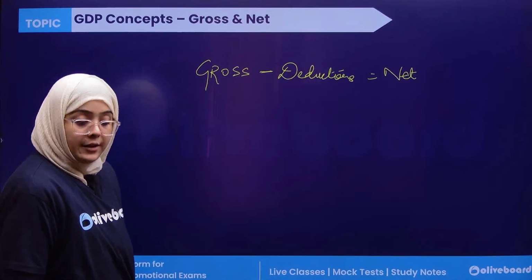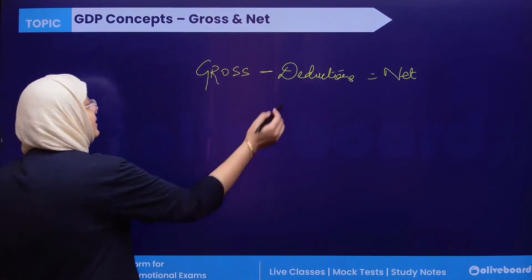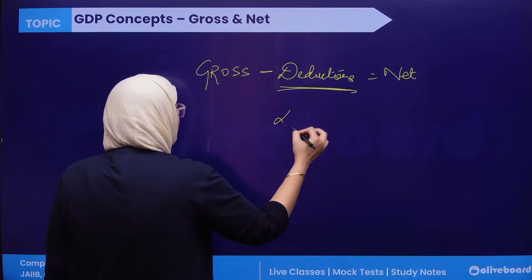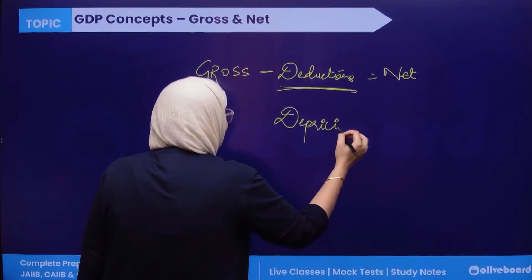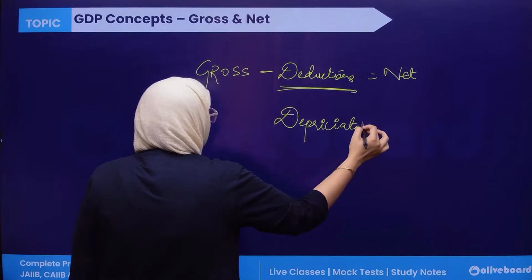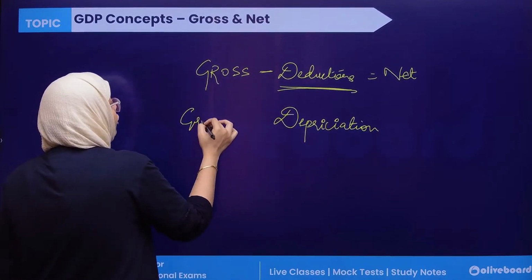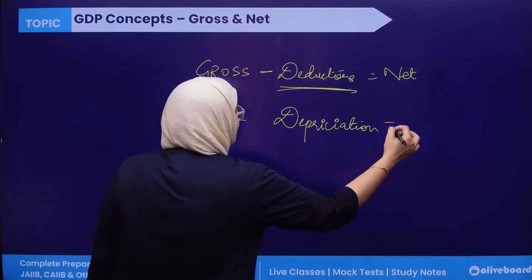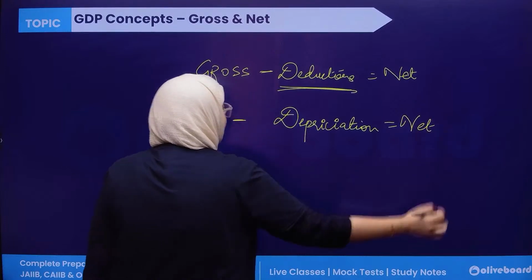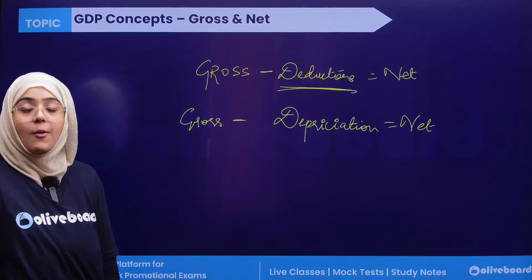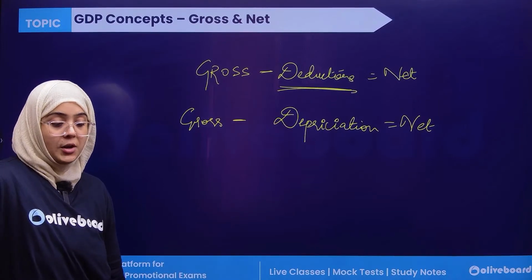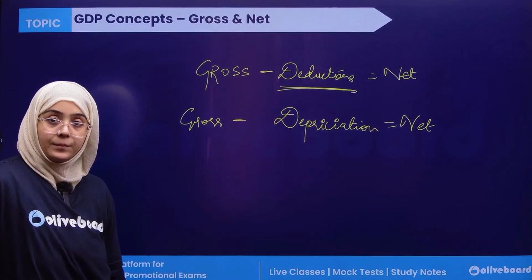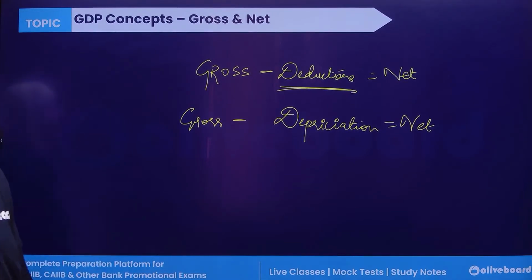Now, if we talk about this deduction in national income, it is known as depreciation. So, the final formula is gross minus depreciation is equal to net.